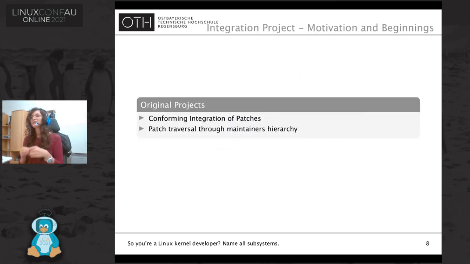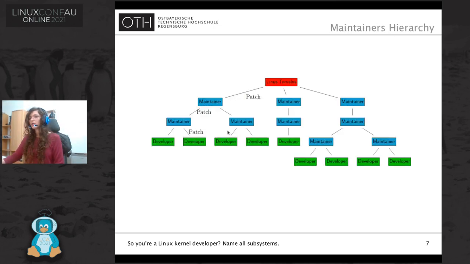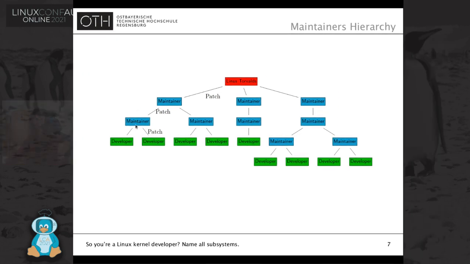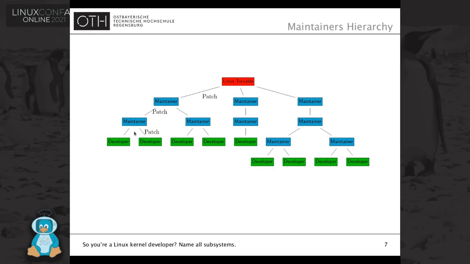And also, we wanted to analyze the patch traversal through the maintainers hierarchy. So there's this thing called the maintainers hierarchy, and it's supposedly well-defined, and we have a patch that goes all the way up here, and we really wanted to know how it ends up in mainline at the end of the day. So what we wanted to know is whether there are any cross-cutting patches and pull requests going on, like for example this patch going straight up here and then maybe down to the file maintainer down there and then straight into mainline, or is it all compliant with the defined maintainers hierarchy?